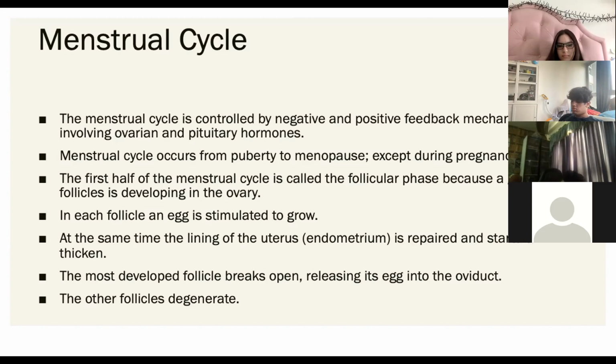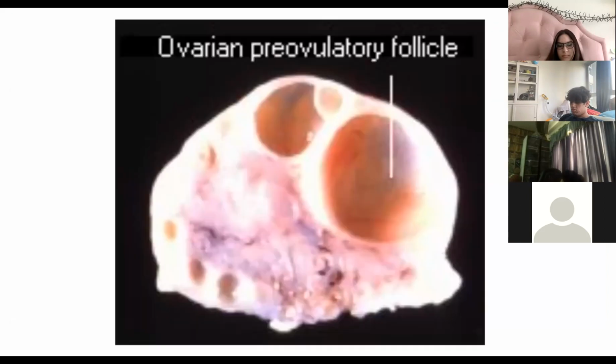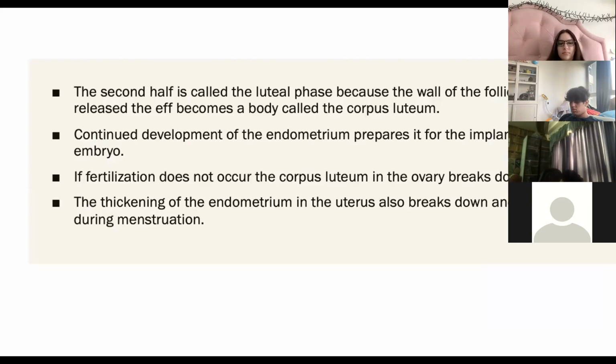What about this one which released the egg? There are two types of follicles. One which is releasing the egg, and the rest of them which are not releasing the egg. Those will degenerate. But what about the one which has released the egg? What happens to that? They basically break open, which releases the egg into the oviduct. So that's fine. But then what happens after the egg is gone? What happens to that follicle after that?